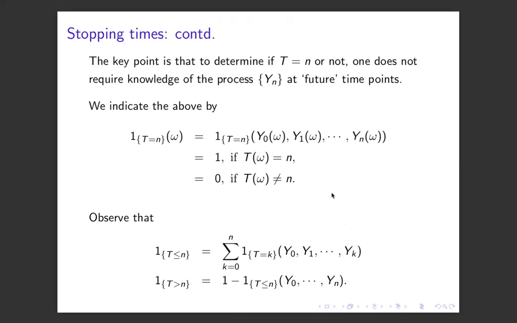Consequently, you can write the indicator of T less than or equal to n as the summation over k going from 0 to n of these functions, with k varying from 0 to n. And of course, the indicator of T, big capital T, strictly greater than n is 1 minus this function.